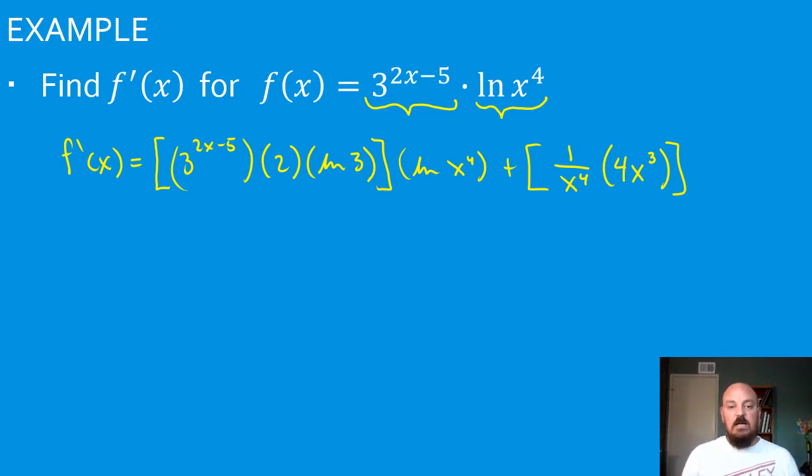And then we have one last step. We have derivative of the first times second plus derivative of the second times first, and the first function was 3 to the 2x minus 5. So we have to stay organized there. There was a lot of work going on in there. When I go to clean up my answer, let's see what we get here.